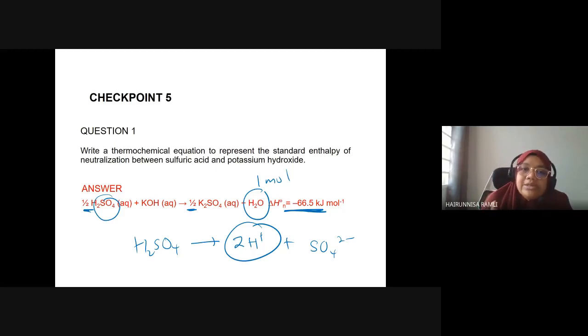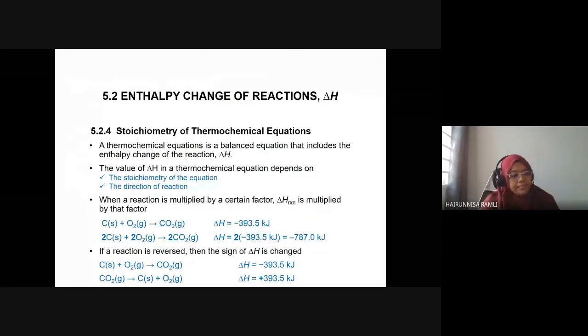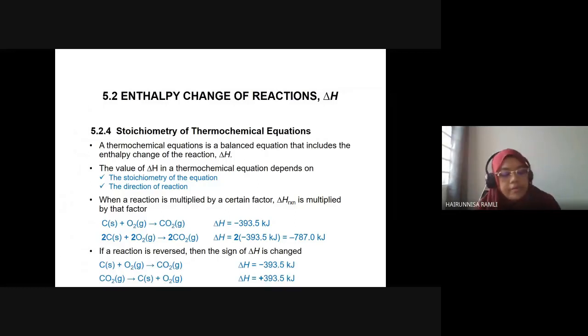Okay, but for this topic you tak perlu pun nak perlukan justification. Yang penting you faham how to write the equation and you must include the value of delta H naught kat ujung tu.